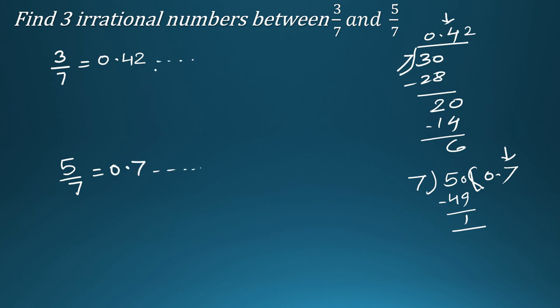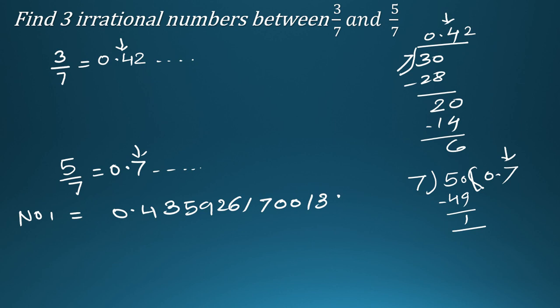Why are we not concerned with the other place values? Just try to understand why. Because here the tenth place is 4 and here the tenth place is 7. Both are different. So when both are different, what we have to do is write some numbers between 0.4 and 0.7 without following any pattern. For example, the first irrational number can be 0.43592617000139 like this.